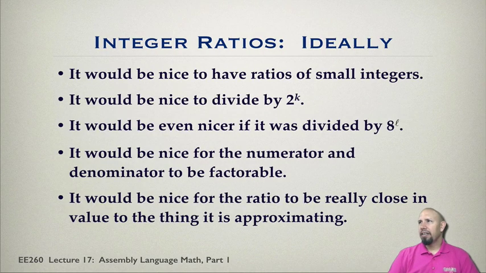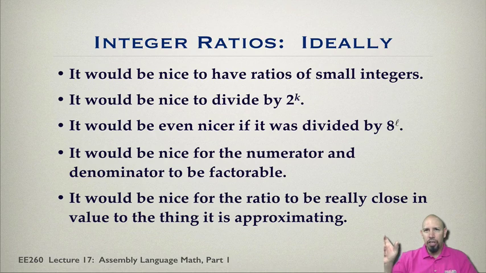So ideally, with integer ratios, it's nice to have ratios of small integers. And in particular, it's nice whenever we can to divide by a power of 2. And it's even nicer if we can divide by a power of 8. Basically, a power of 8 means we can shift over by a whole byte. So if we can do that, that's awesome.